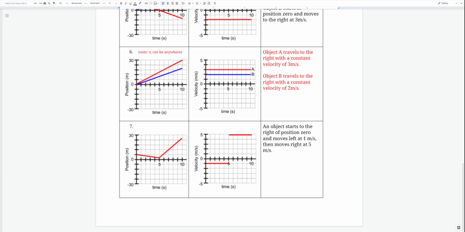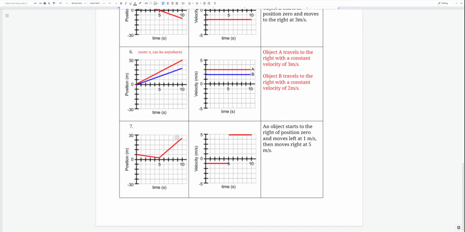So if we look at our position time graph, or to draw our position time graph, we just draw one that should end at 20 for object B, and it should end at 30 for object A, again, assuming we start at 0. Written description for this one, object A travels to the right at a constant velocity of 3 meters per second. B travels right, constant velocity of 2 meters per second.